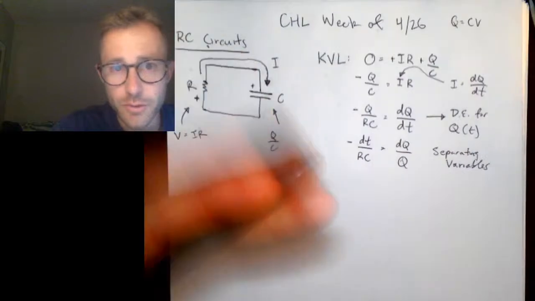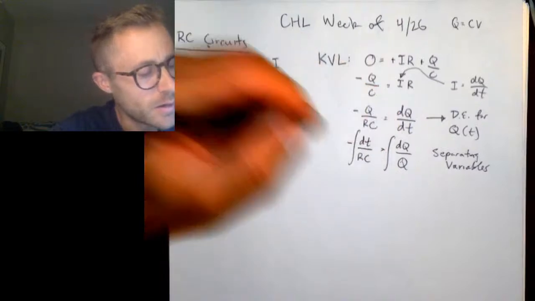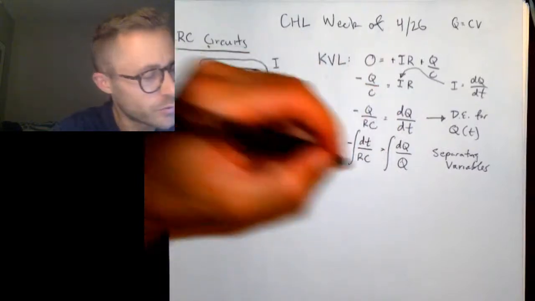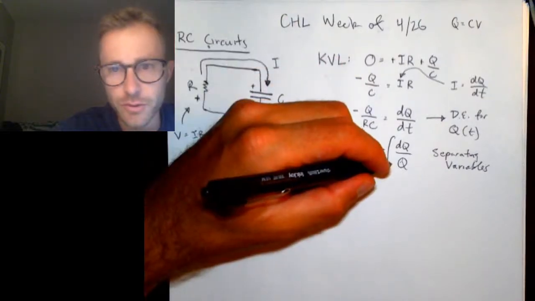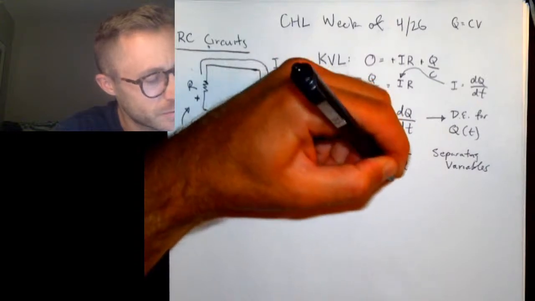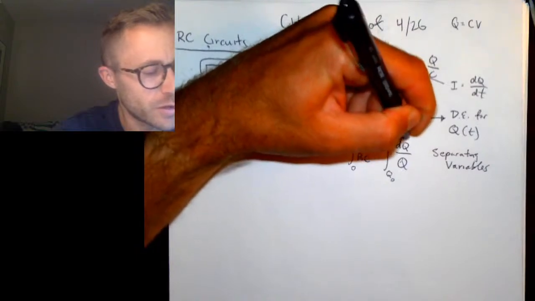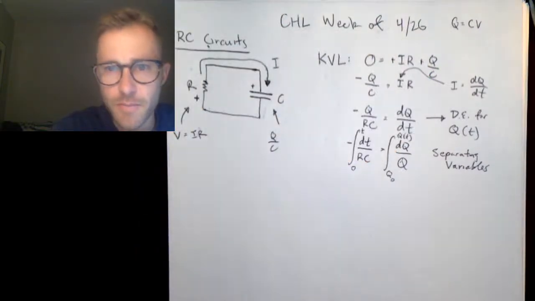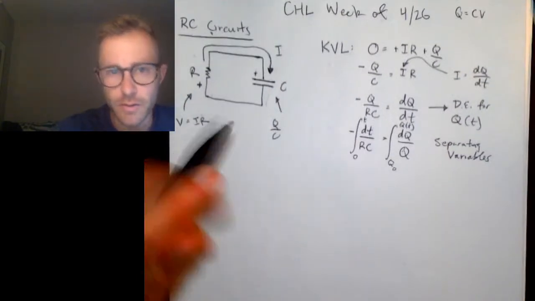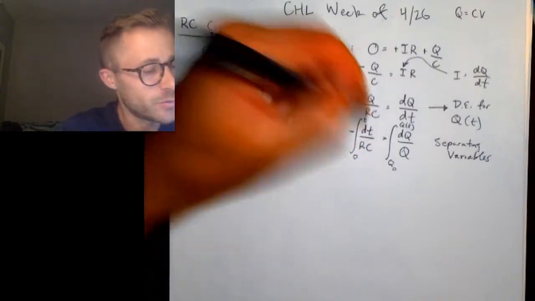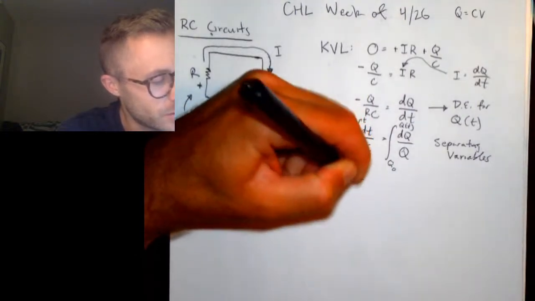And then once you've done that, you just integrate both sides. The time goes from 0 to time t, and then the charge goes from q initial, whatever the charge at time 0 was, to whatever the charge at time t is. Okay? So R and C are constants, so this integral on the left-hand side is really simple. It's going to be just minus t over RC.